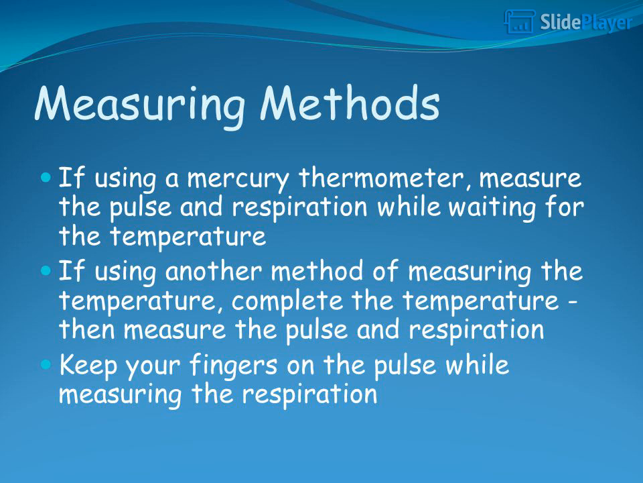Vital signs, Chapter 9. Measuring methods. If using a mercury thermometer, measure the pulse and respiration while waiting for the temperature. If using another method of measuring the temperature, complete the temperature, then measure the pulse and respiration. Keep your fingers on the pulse while measuring the respiration. Chart in this order: temperature, pulse, respiration.